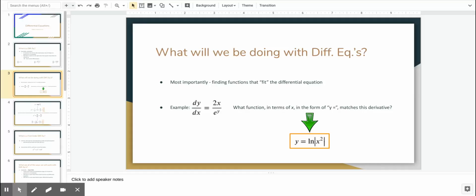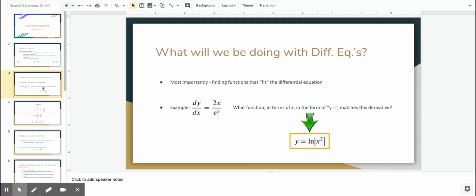I'm given a differential equation, dy/dx equals 2x divided by e to the y. What I want to find is some function in the form of y equals, with all x's on the right-hand side. I don't want any y's other than the y equals part. And that function's derivative needs to match this differential equation, meaning that they are exactly equal to one another. So what function's derivative is equal to 2x over e to the y?